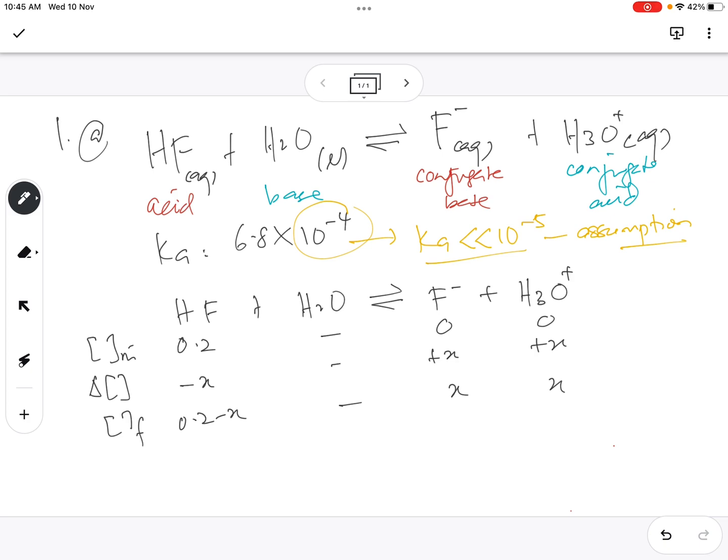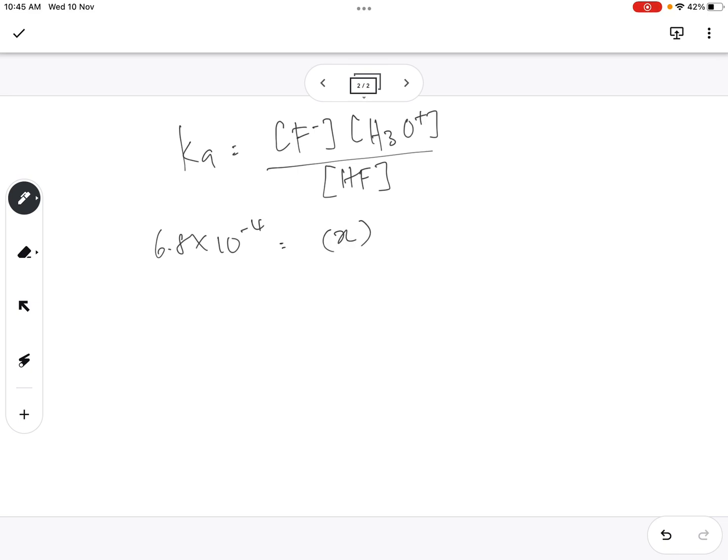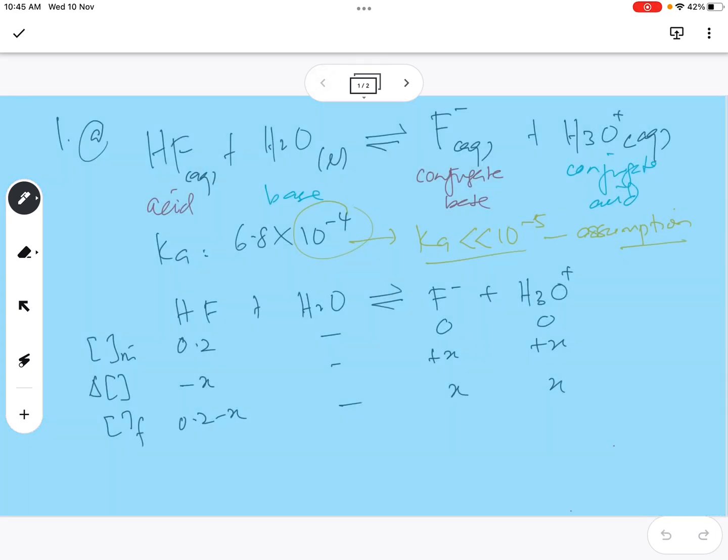Okay, so we write Ka equals F negative, go to the next slide. So we have F negative, then H3O plus, the hydronium ion, then HF. Please take note, water is left out because water is a liquid. Right, this is where we key in all the values: 6.8 times 10 to the power negative 4. This is X and this is X. This is 0.2 minus X.